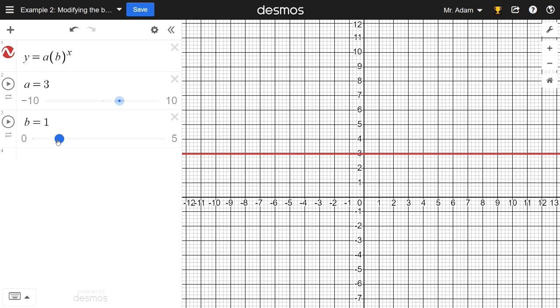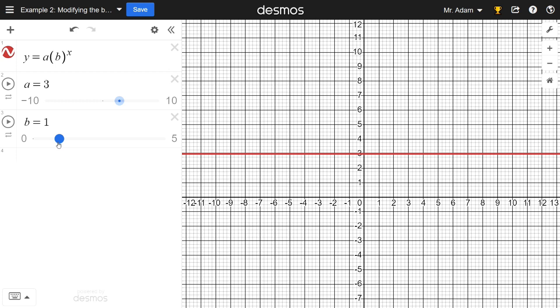That is a horizontal line, and it occurs because if this base is 1, then 1 to any power stays the same. 1 to the first power is 1. 1 to the second power is 1. So, it's always going to be 1 times a. So in this case, it's going to be y equals 3. Always, no matter what the input is. So that's why the base of exponential functions cannot equal 1. And that's because, well, it wouldn't be exponential. This is what we call a linear function.